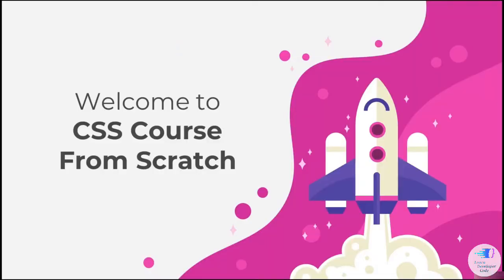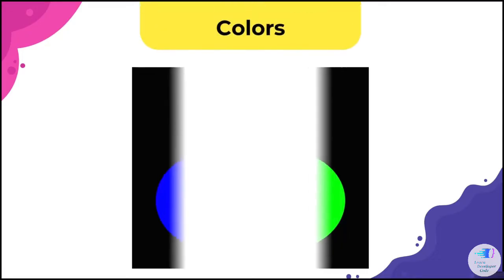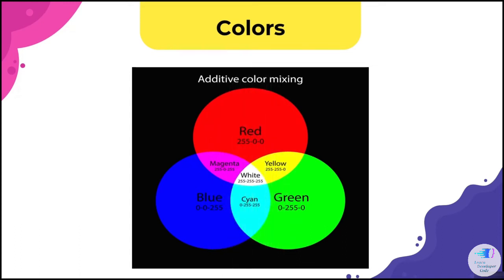Hello again, my friends. So in the last lesson, we talked about how to write CSS code and how to include it in our file by linking to CSS. We made a few very small changes to text color in the last lesson. So in this lesson, we're going to talk about colors in CSS.